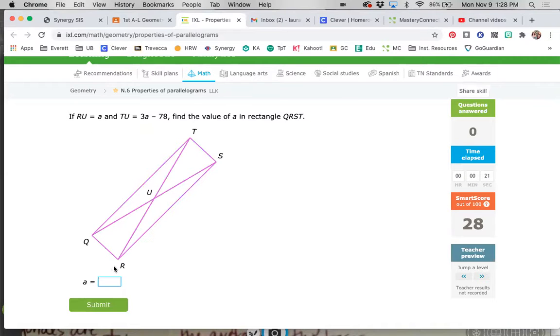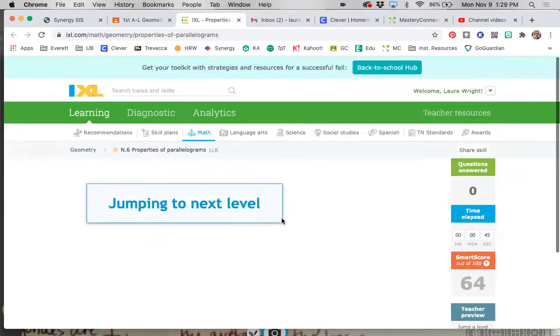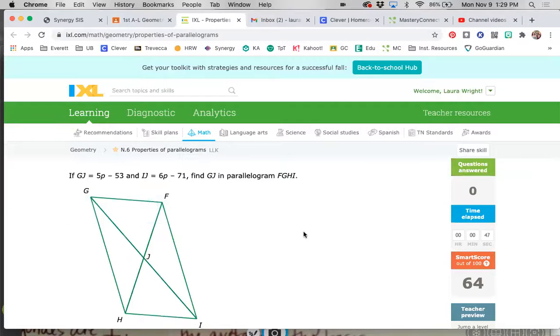So RU is a diagonal and TU is the other end of the same diagonal. And notice it says it's a rectangle. So you find rectangles and you look up their diagonals and you figure out that they're congruent. Actually, sorry, they're not congruent. They're bisected. That's the property you're going to use. So you just set those equal and solve as well. And that's a property from a parallelogram column.